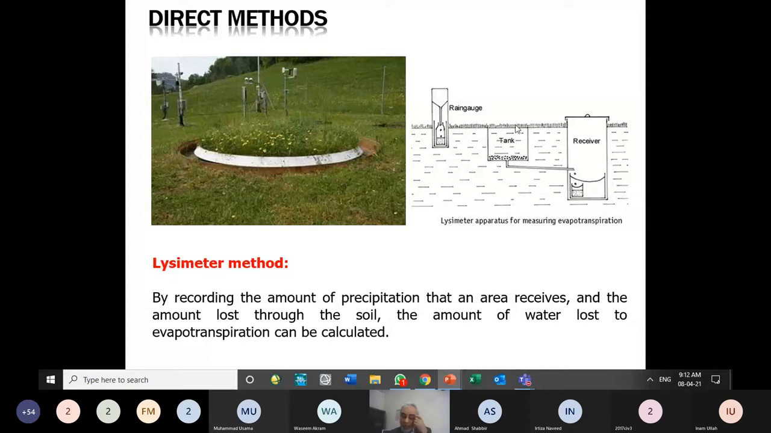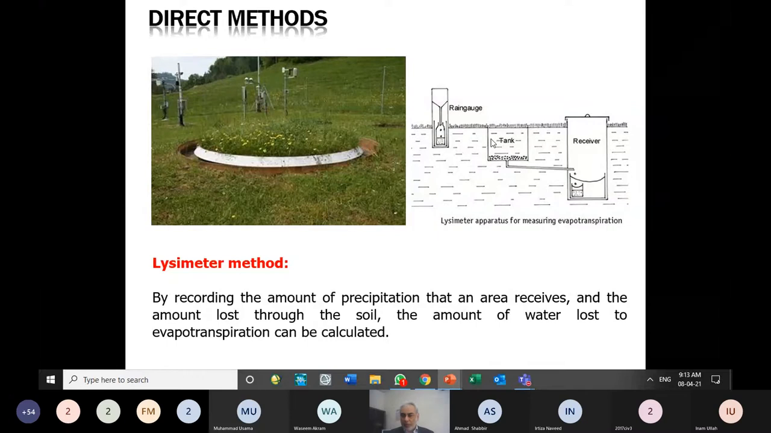If you look at it actually installed in the field, it seems like this: you can see only a round circle, and it has vertical walls which are impermeable and restrict the water within that chamber. So it has a tank which separates the root zone soil of the plant from the surrounding soil, so that if I apply some water to this lysimeter, it should not escape from the side of this area. It should remain within this tank.